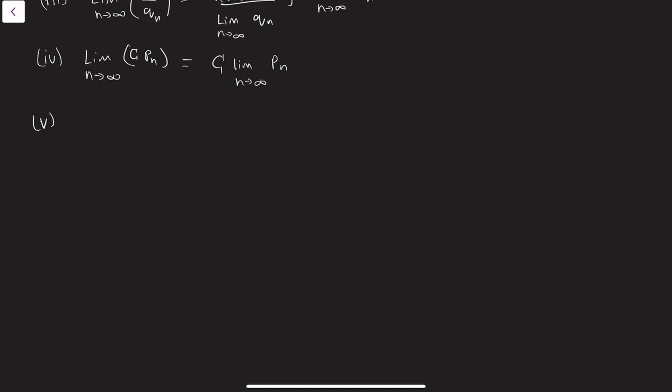So for the fifth rule, we'll have the limit as n approaches infinity of p_n raised to a. Well, we could just say that this is equivalent to the limit as n approaches infinity of p_n, all of that raised to a. So you can include the limit inside. And in this case, you have to note that the p_n values have to be greater than 0, and the a values have to be greater than or equal to 0.